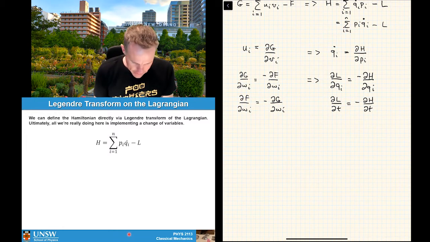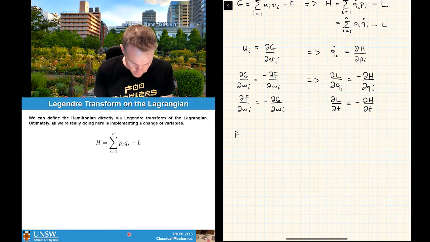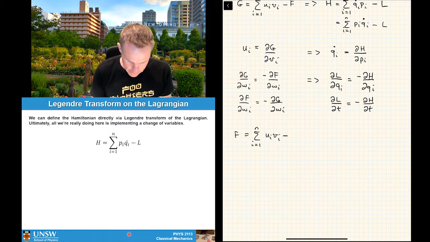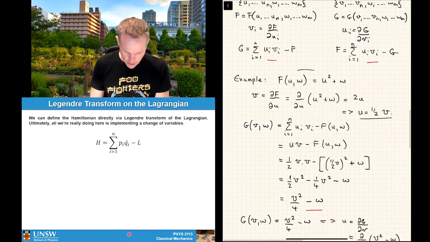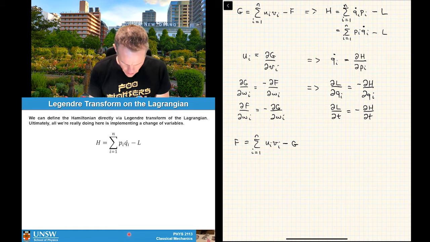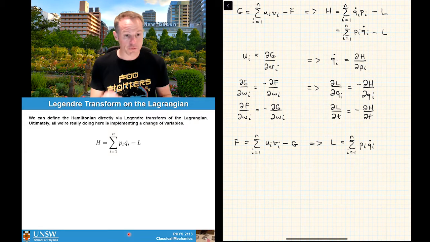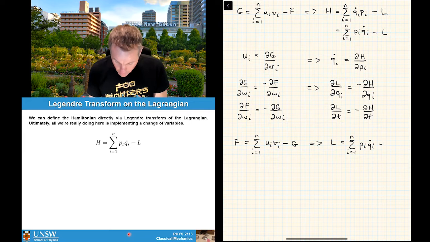And then the last one to write here, it's less useful, but we'll write it because we know that it exists, is you'll remember that we could actually write the Legendre transform in its symmetric version as well. So you'd have f is equal to the sum i equals 1 to n of ui vi minus g. Okay, so you remember that was up in this table here where we looked at the symmetry. So this thing is now going to give us the old function L is going to be equal to the sum i equals 1 to n of pi qi dot, for the same reason I can put them either way around as I said before, minus H in here.